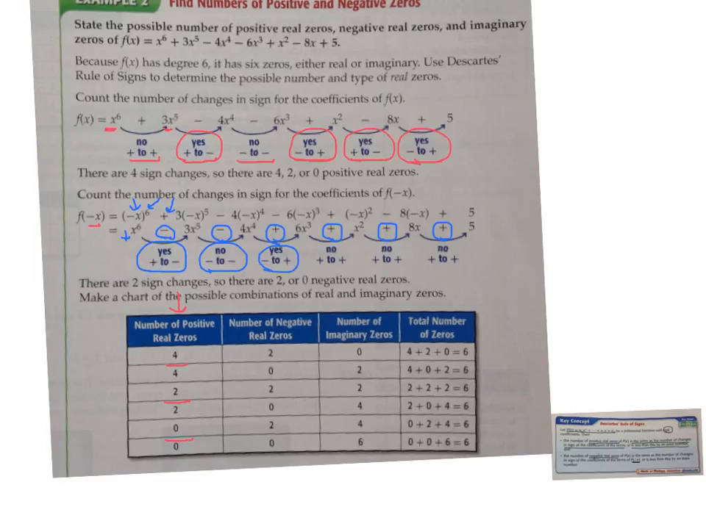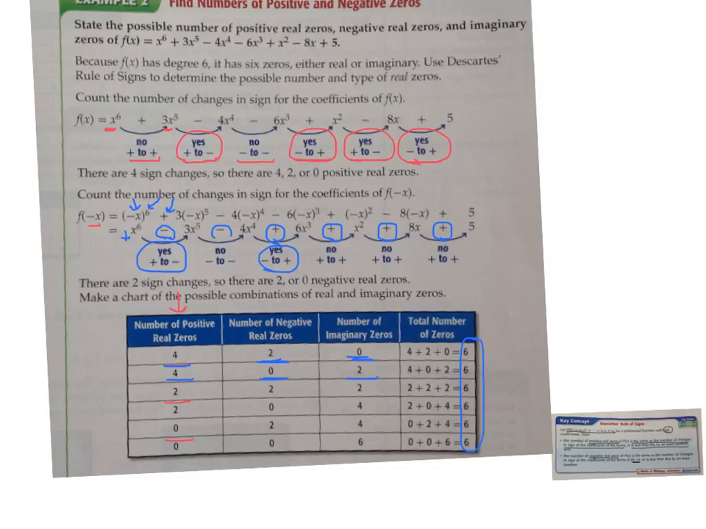So there's only 2 sign changes, which means there could be 2 negative zeros, or there could be 0 negative real zeros. So we pair that up. If there are 4 positive real zeros and 2 negative real zeros, then there would be 0 imaginary ones. If there were 4 and there were 0 of them, then there would have to be 2 imaginaries. Why would there have to be? Because they have to equal 6, the degree of the function.